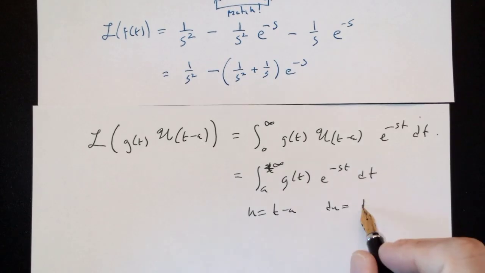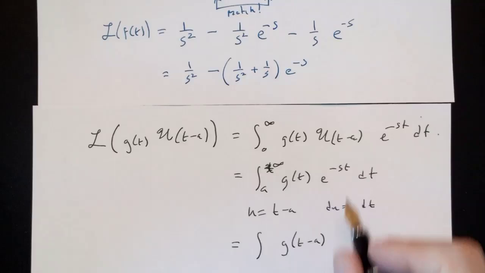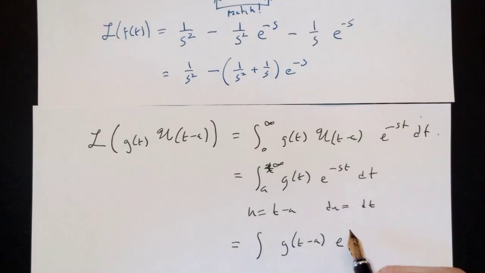Well, that's nice. And that means that this integral is now g of t minus a e to the, e to the what? e to the minus s u plus a. Oh, wait a minute. That's a u, du.